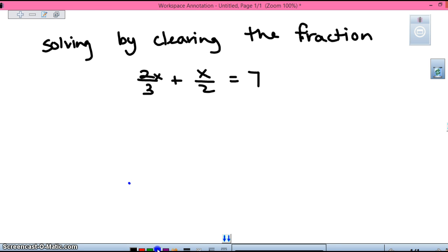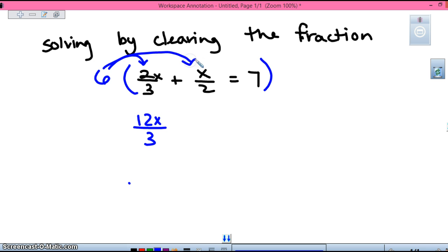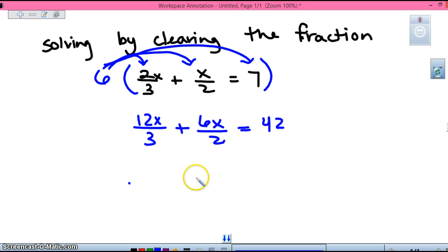Another way to solve this problem is by clearing the fraction. That means we have to multiply everything by the least common denominator, in this case 6. We multiply 6 times 2x, it would be 12x over 3. 6 times x would be 6x over 2. And 6 times 7 would be 42. We can simplify each of these fractions. 12 over 3, this becomes 4x. 6 over 2 plus 3x equals 42.